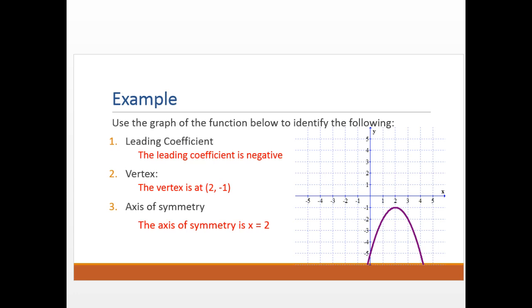All right, let's see an example now applying these. Use the graph of the function below to identify the following: the leading coefficient, the vertex, and the axis of symmetry. This parabola opens downward, so we automatically know the leading coefficient is negative. We know the vertex in this case is the highest point, so if we just find the highest point, that's the point 2, negative 1. And the axis of symmetry passes through the vertex, so it's x equals, in this case, 2. So we've answered all three of our questions really quickly by knowing the little properties that we do know about a parabola.